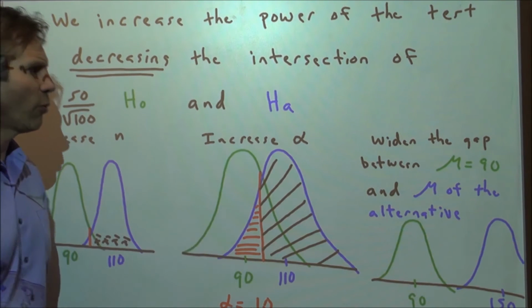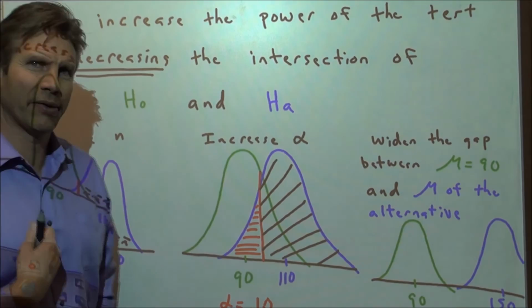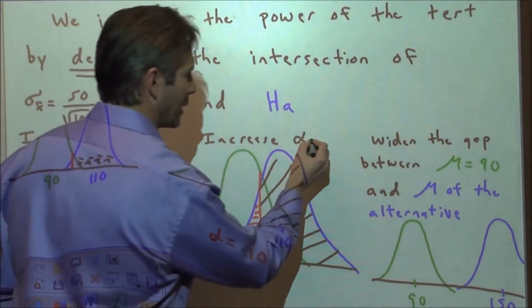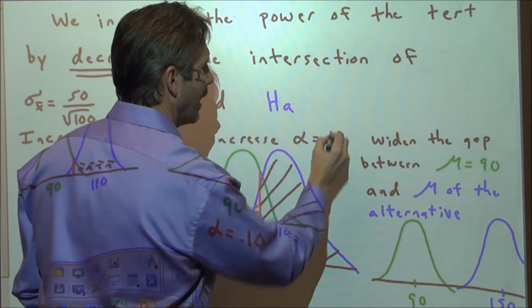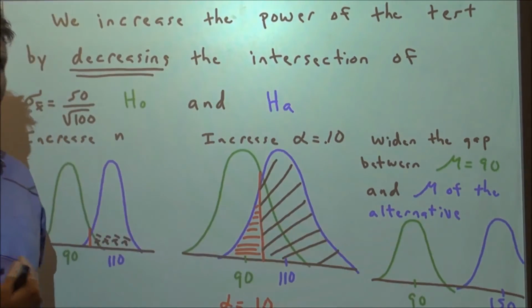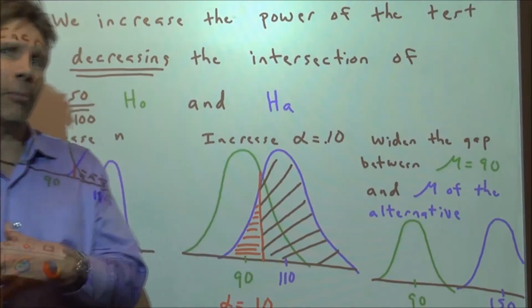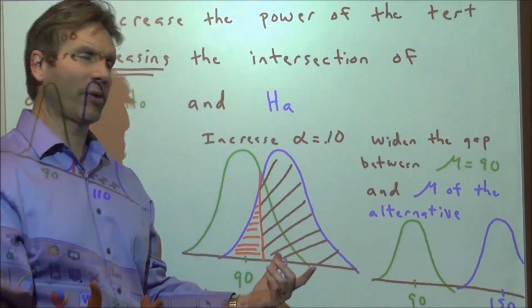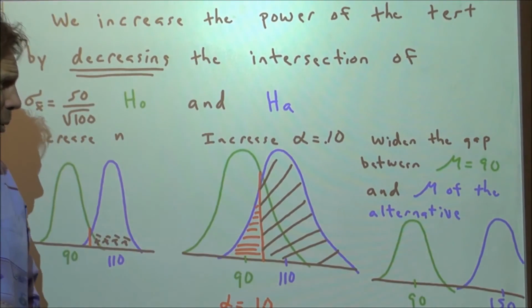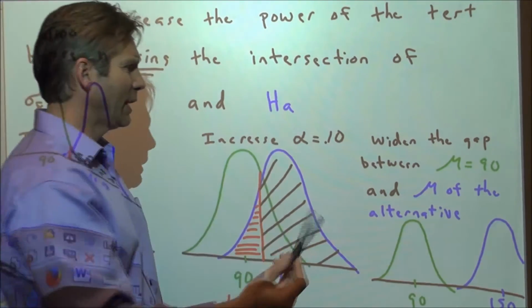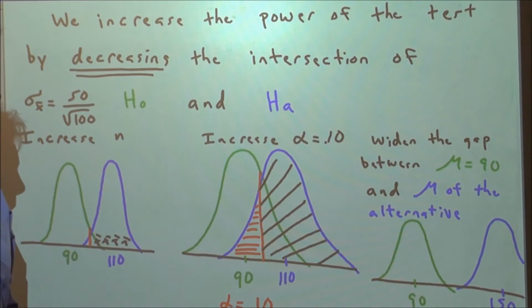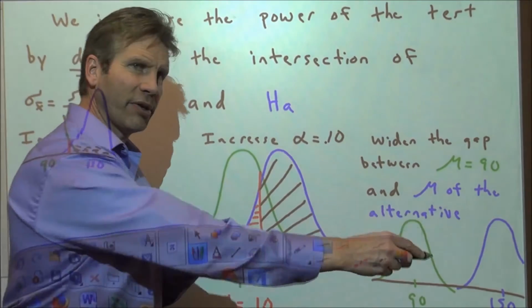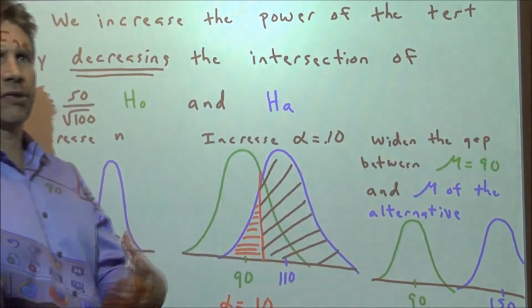The last way that we can manipulate and increase the power of the test is to actually increase the alpha level. Us being willing, let's say, to live with a 10% chance of making a type 1 error. If we increase the chance of a type 1 error, we decrease the chance of a type 2 error, and both the type 1 error and the power are inversely proportional to the type 2 error. So increasing type 1 error decreases type 2 error and increases the power of the test.